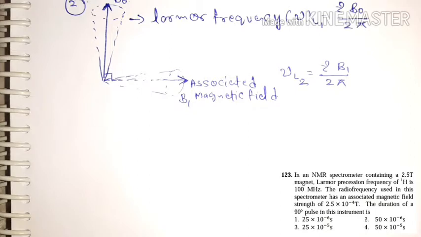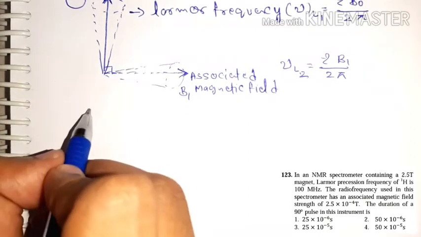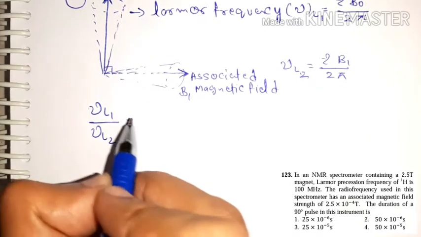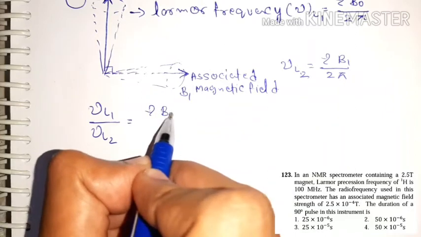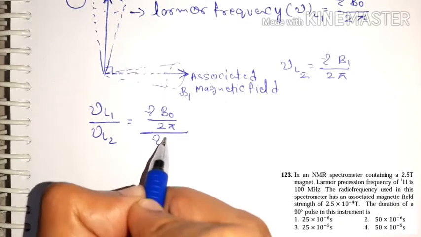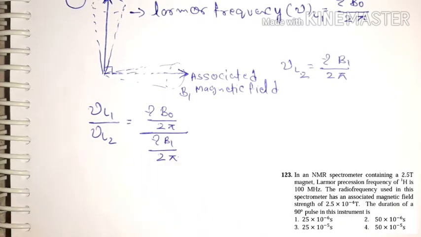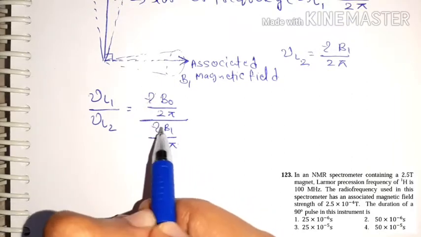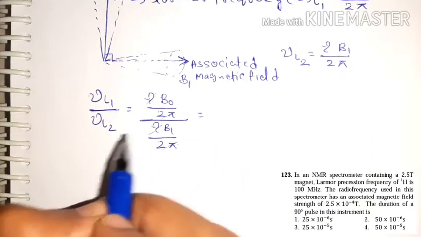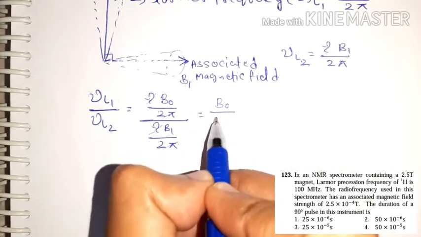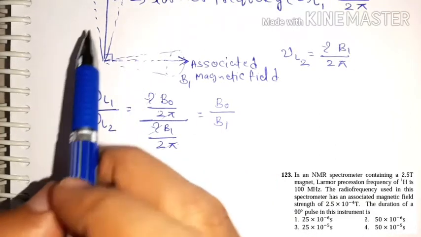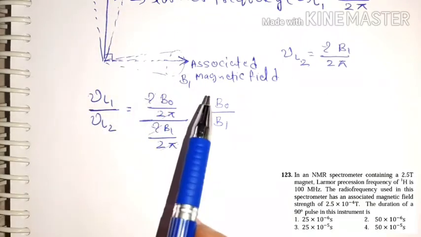So now we take the ratio of mu L1 and mu L2. When you take the ratio of their Larmor frequencies, what do we get? Mu L1 is equal to gamma B naught upon 2 pi, and mu L2 is equal to gamma B1 upon 2 pi. Here gamma and 2 pi are constants, so they cancel out. Ultimately the ratio mu L1 upon mu L2 will be equal to B naught upon B1, where B naught is the applied magnetic field and B1 is the associated magnetic field.